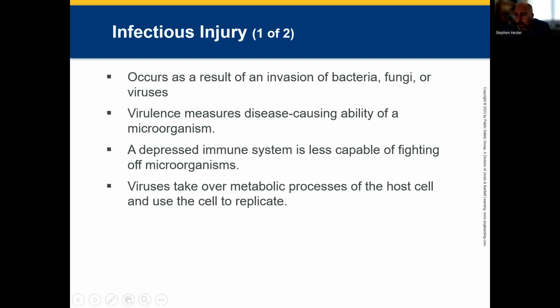Infectious injuries occur as a result of invasion of bacteria, fungi, and viruses. Virulence measures the disease causing ability of a microorganism. A depressed immune system is less capable of fighting off microorganisms, and then viruses take over the metabolic process of the host cell and use the cell to replicate. Okay, so it can replicate at the core of the RNA and the DNA.